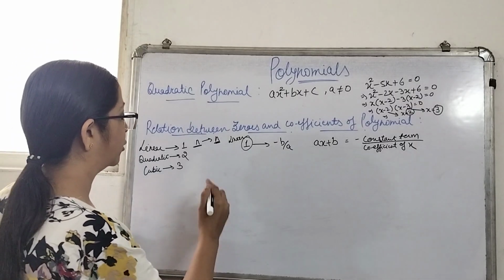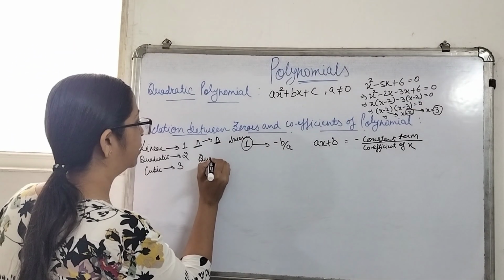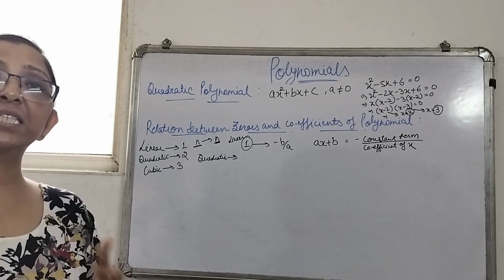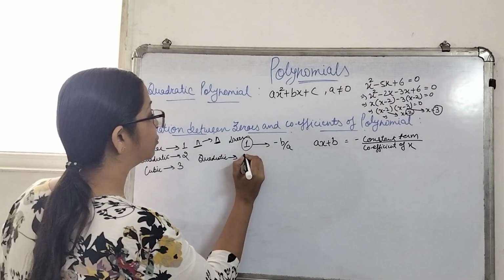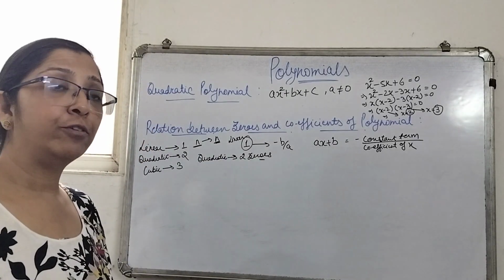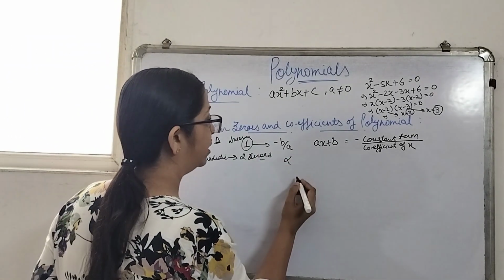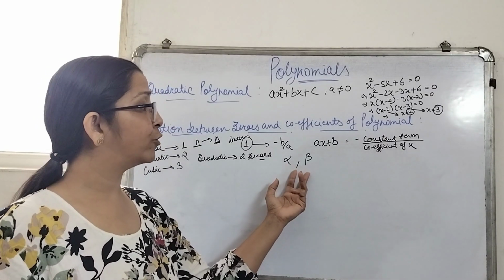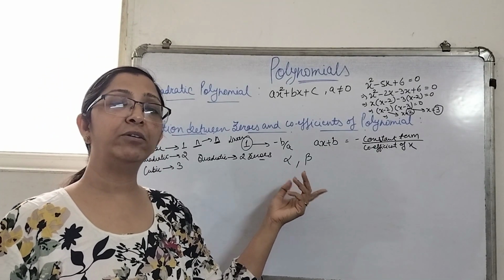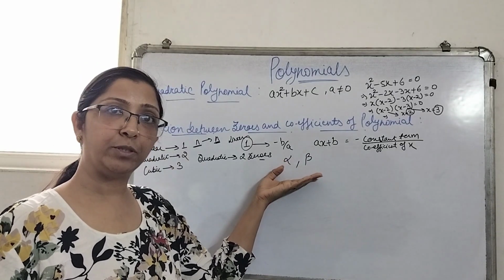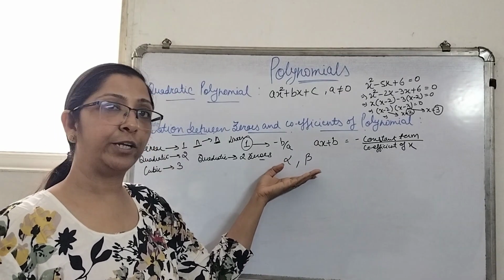Now let's see for a quadratic polynomial. For a quadratic polynomial, as we just discussed, the maximum number of zeros will be 2. So if one of the zeros is alpha and another zero is beta, we are assuming that the two values of x for which the polynomial will become 0 are alpha and beta. These are the two zeros of a quadratic polynomial.